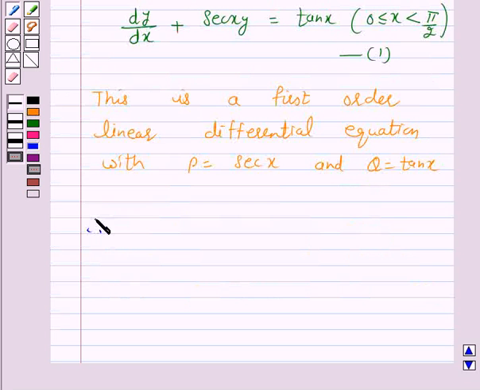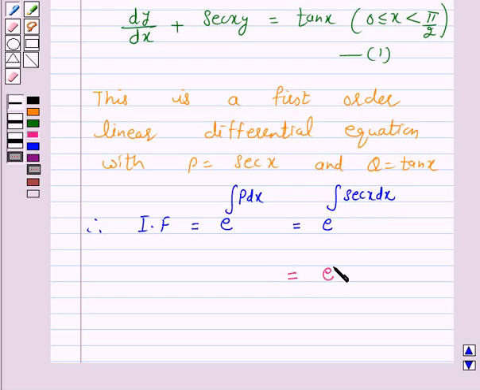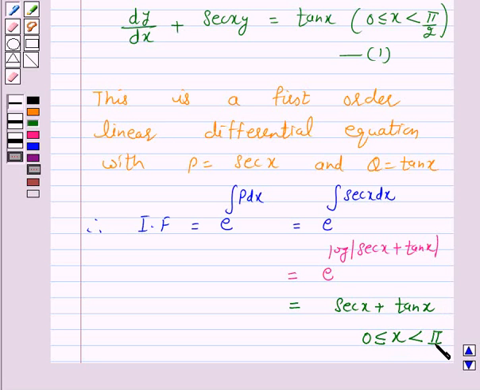Therefore, the integrating factor is given by e raised to power integral of p dx, and this is equal to e raised to power integral of secant x dx. And we know that integral of secant x dx is equal to log of mod secant x plus tan x. Now e raised to power log of mod secant x plus tan x is equal to secant x plus tan x. So this is the integrating factor, and this is defined for 0 is less than or equal to x is less than pi by 2.